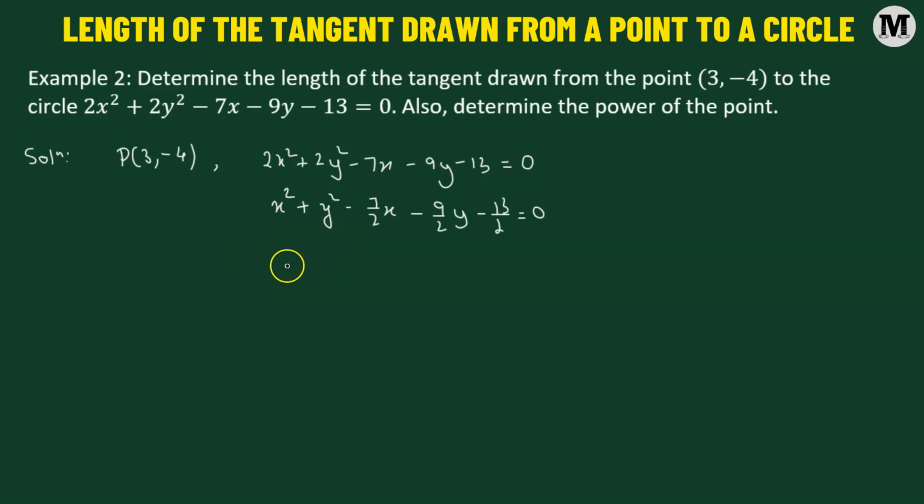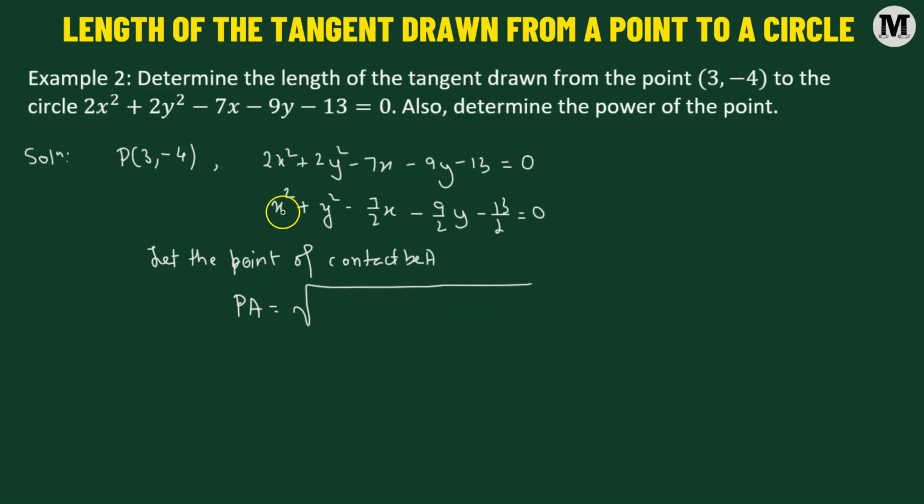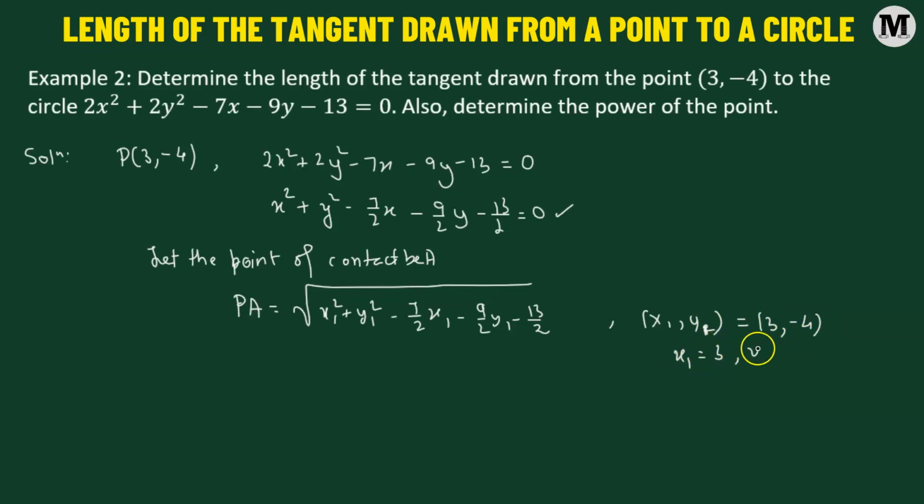So we will say that the point of contact be A, which means that PA is going to be equal to the square root of, all we have to do is replace the value of x with x1 in this particular equation. So we get x1 squared plus y1 squared minus 7 over 2 x1 minus 9 over 2 y1 minus 13 over 2. And here (x1, y1) is nothing but the point P from where the tangent was drawn. So we have (3, negative 4) corresponding to (x1, y1), which means x1 is positive 3 and y1 is negative 4. So let's substitute this value here.